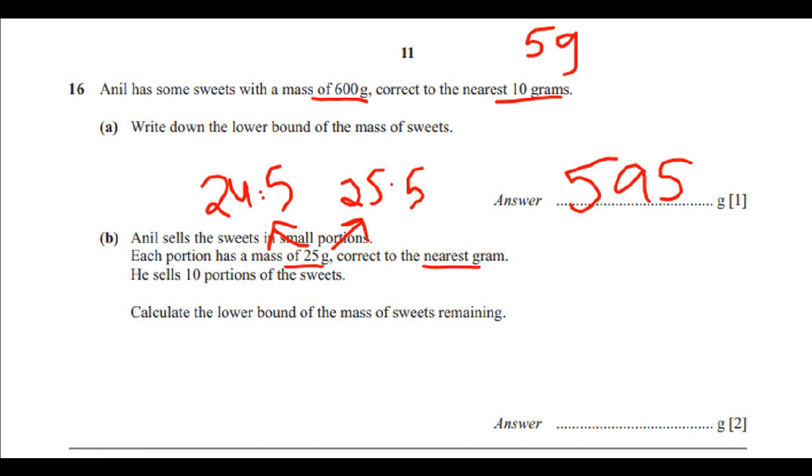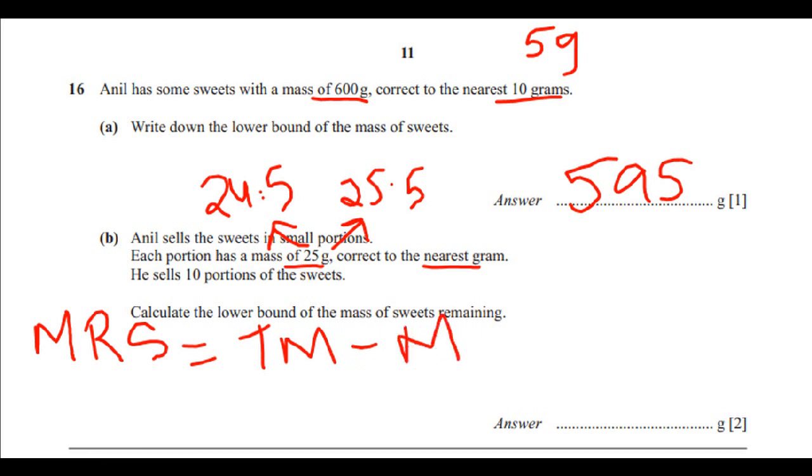How would we find the mass of the remaining sweets? So mass of remaining sweets would be total mass minus mass of the sweets he sold. Mass of sweets he sold, and he sold that in 10 portions. Portions of 10. Keep that in mind.